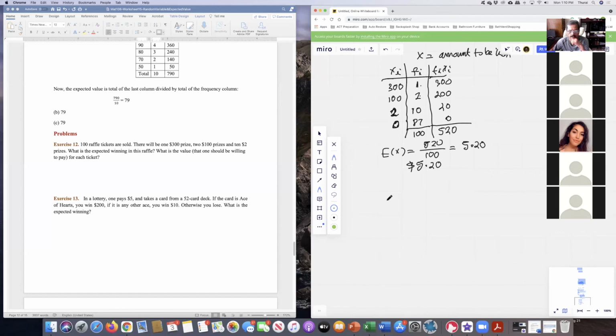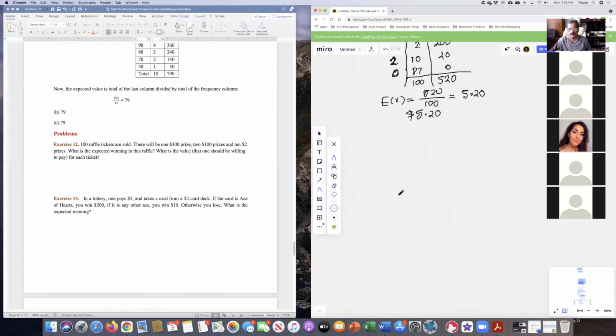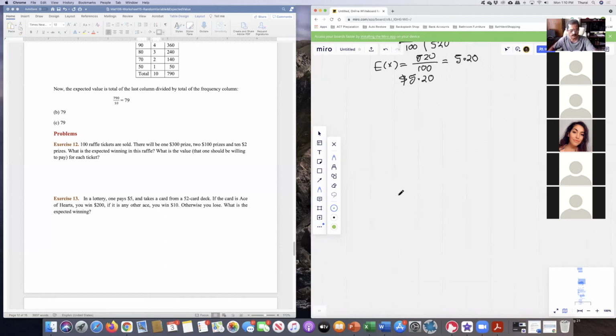Okay, let's do exercise 13. Again, it's supposed to be a problem for the students, so I will do the work with your assistance. In a lottery, one pays $5 and takes a card from a 52 card deck. If the card is the ace of hearts, you win $200. If it is any other ace, you win $10. Otherwise, you lose. What is the expected winning?